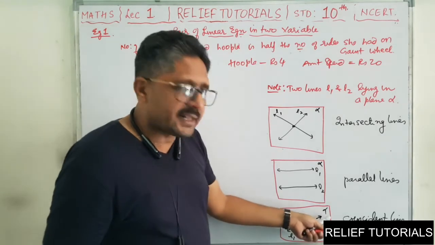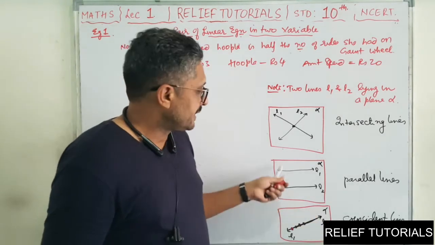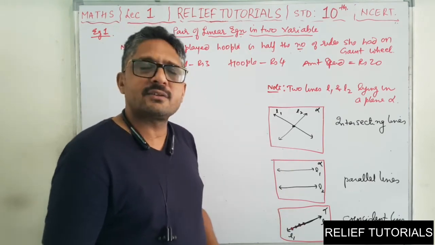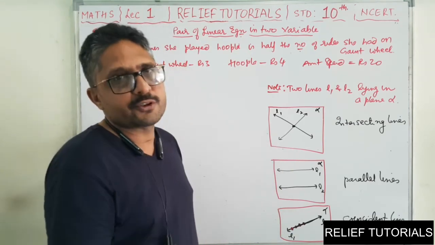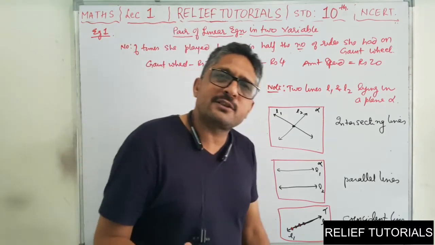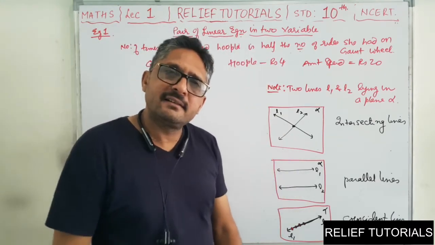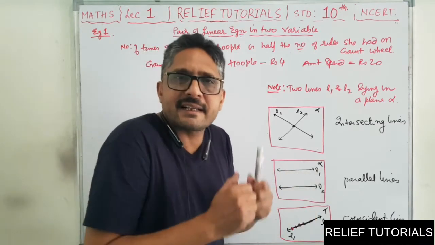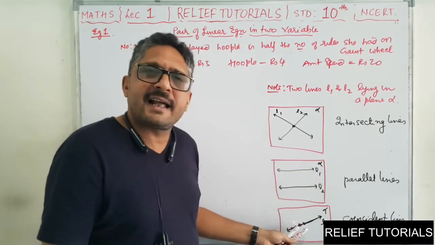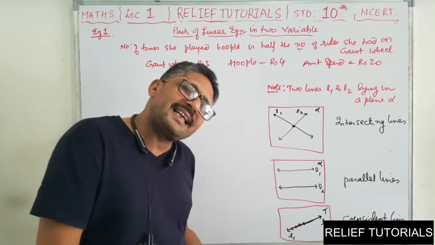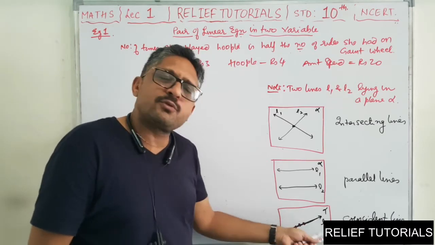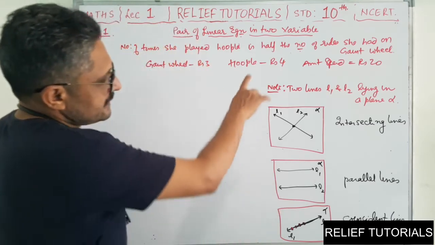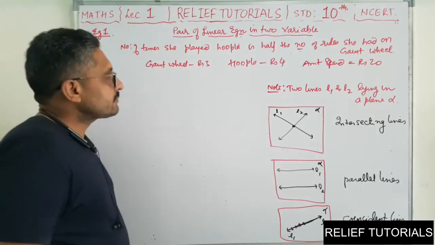So how many solutions does it have? Infinite solutions. Here how many solutions? No solution. Here how many solutions? Only one unique solution. So we get a unique solution if lines intersect. We get no solution if lines are parallel, because they will never intersect. And if the lines are coincident, all the points of both the lines are common. So we get how many solutions? Infinite solutions. Clear? So this is the note you have to copy down.